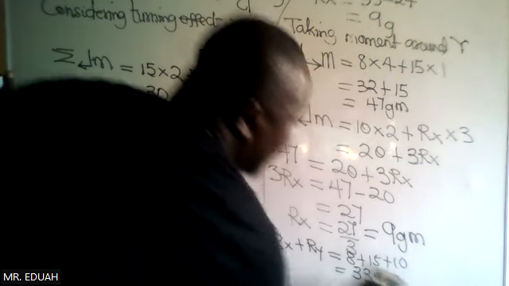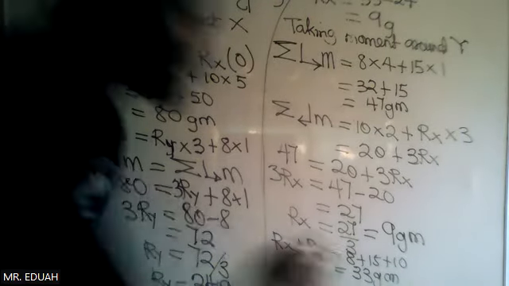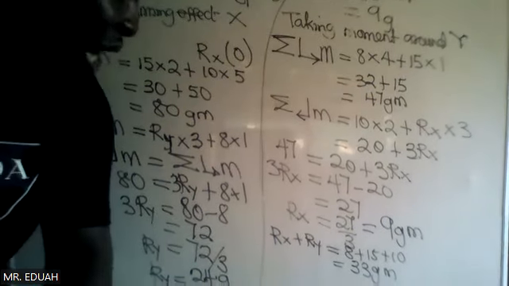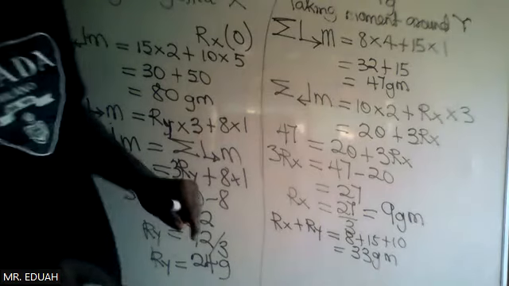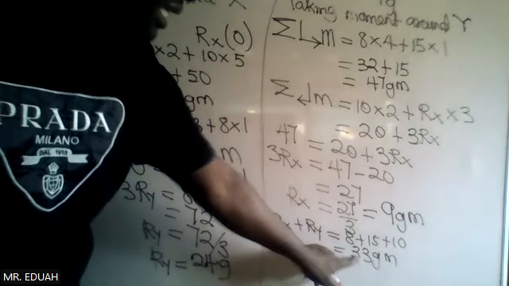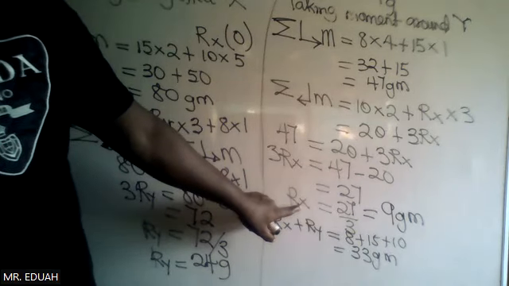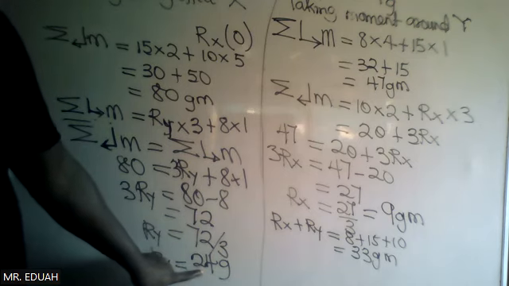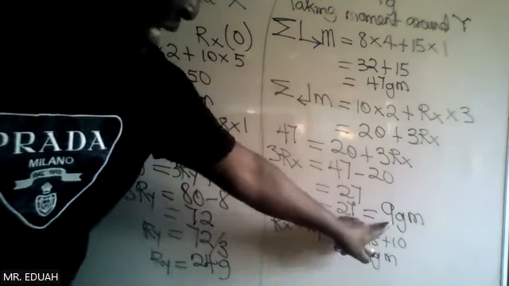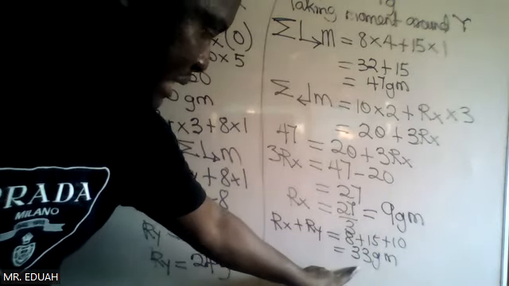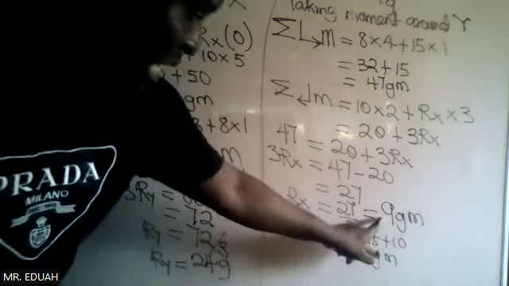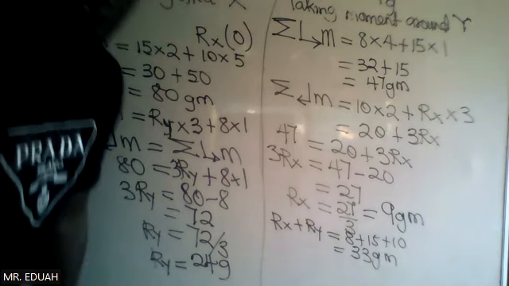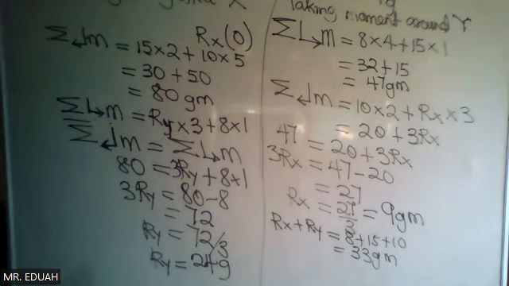gram meter, sorry. Let's look at whatever we had for Rx and then Ry to see if it will give me this sum. Rx we had 9, Ry we had 24. So 24 plus 9 would give me 33. And so this goes to confirm that whatever we had for Rx and Ry is correct.